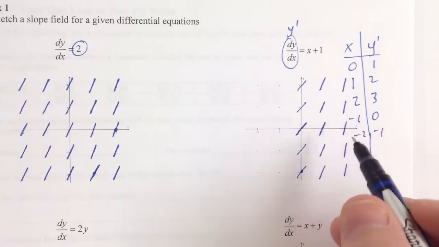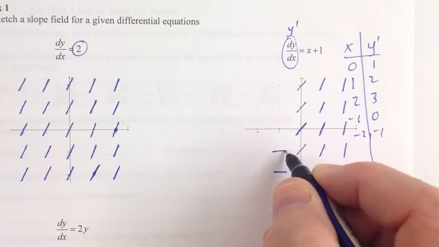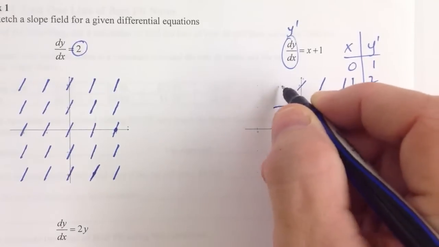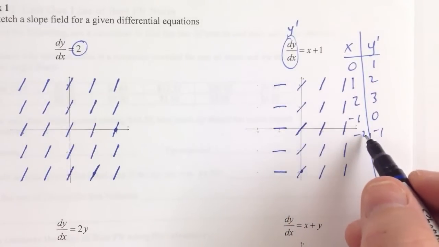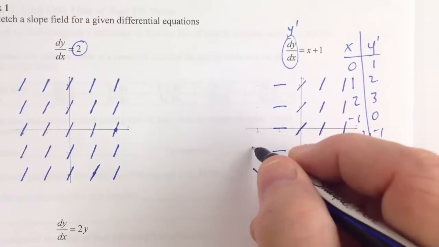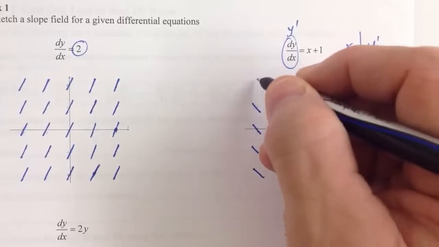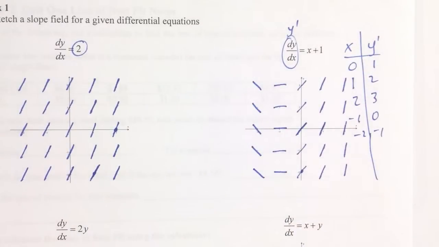Then when x is equal to -1, we know the slope is 0. Those are the easy ones. Slope of 0. And then when x is equal to -2, we have a slope of -1. So the -1s and the 0s are the easiest ones. Those are the 45-degree angle ones. And this would be your slope field.